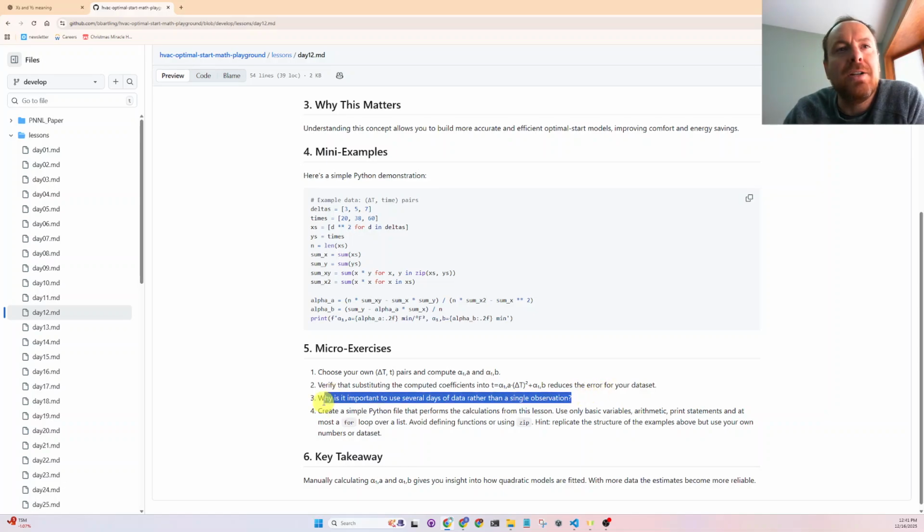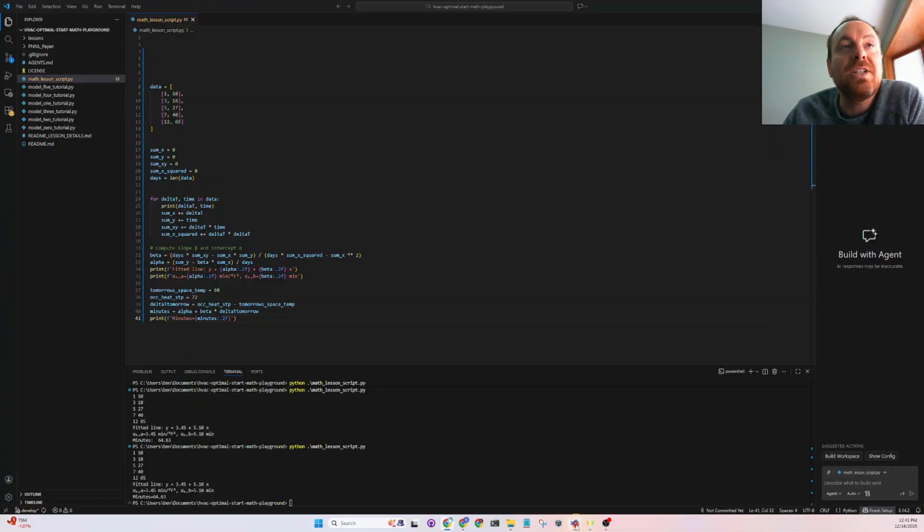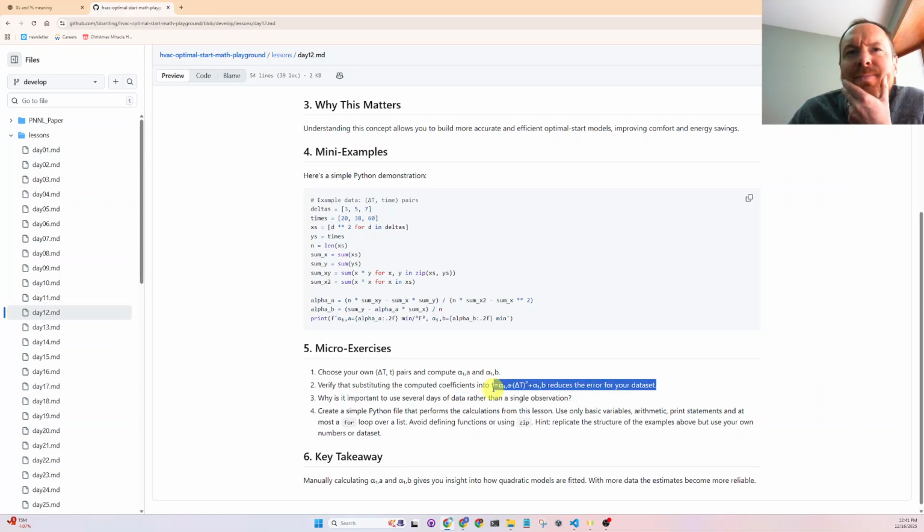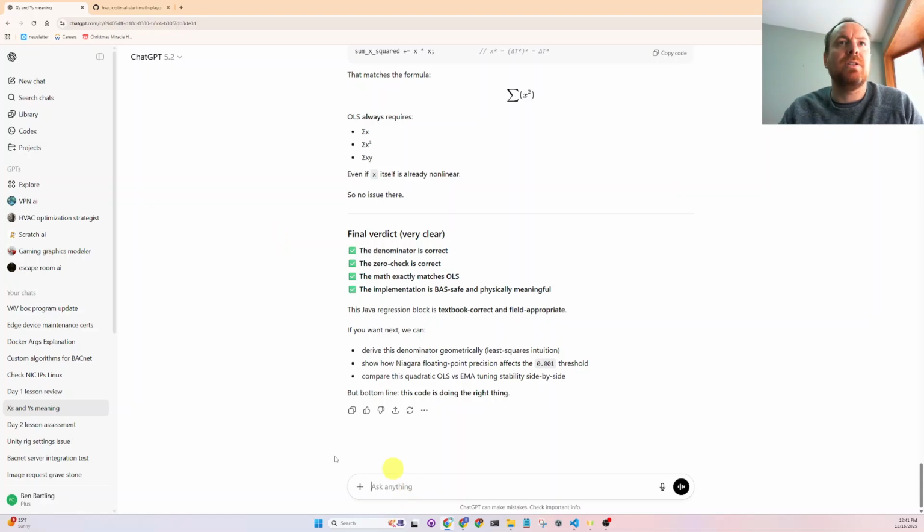The PNL paper recommends using 14 days of data. So this little data structure would be 14 days long, and we only have 5. I'm still kind of hung up on this. Verify that substituting the computed coefficients reduces the error of your data set. I don't get that. So let's go ask ChatGPT.